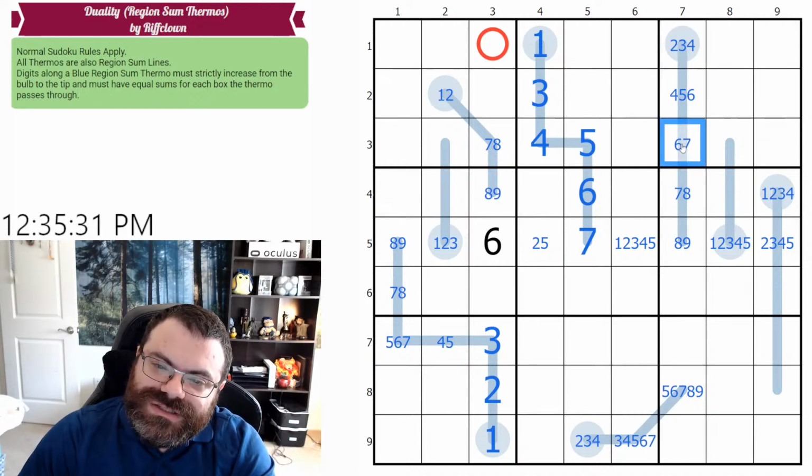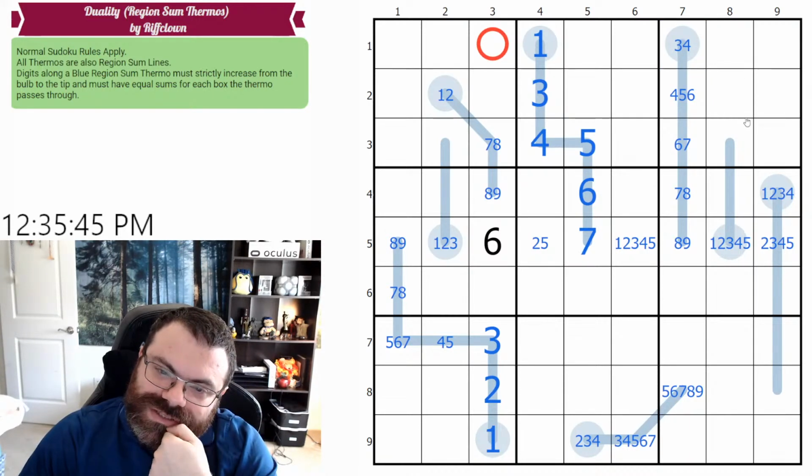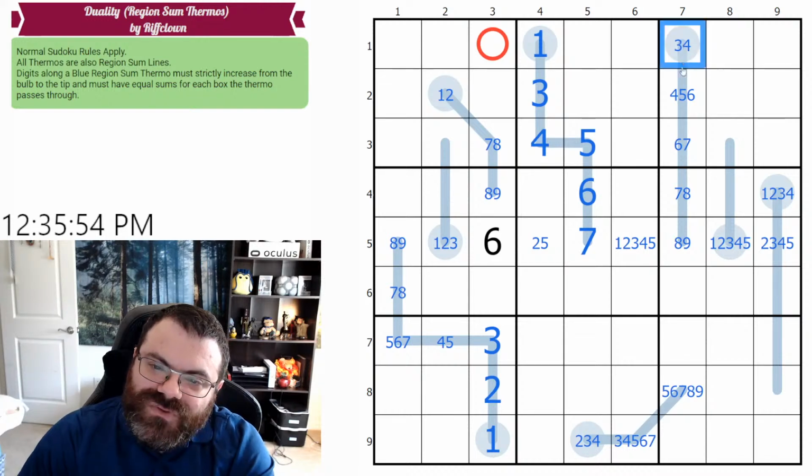If this is a 6, these could add to as low as 15, but these would have to add to 9, and you can't add to 9 with a 2. So this is never a 2. So at least that proves that. But again, it's a weird cases thing. So 4, 6, 7, 8, 9 definitely works.